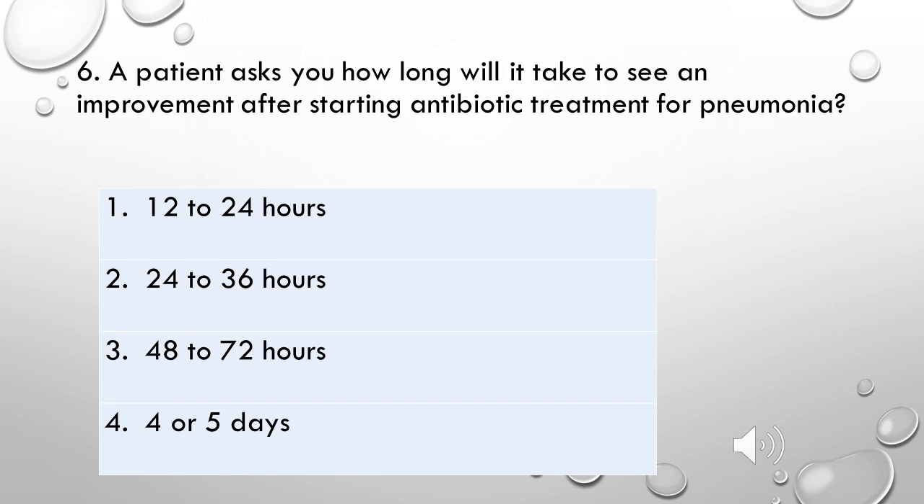A patient asks you how long it will take to see an improvement after starting antibiotic treatment for pneumonia. And your answer should be 48 to 72 hours. Choice number 3. The patient needs to be monitored for response to empirical antibiotic therapy. The patient should become afebrile in 2 to 4 days.